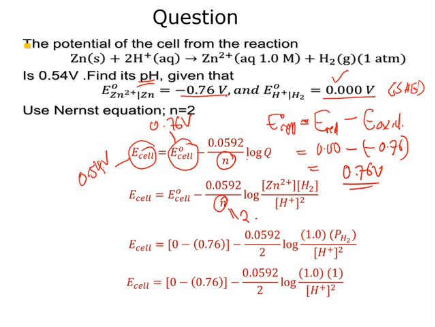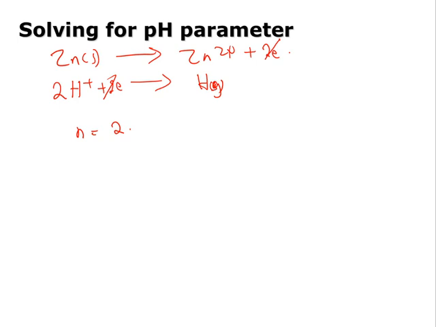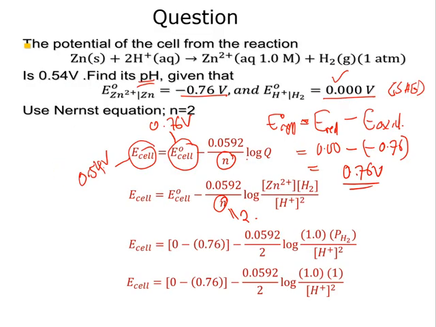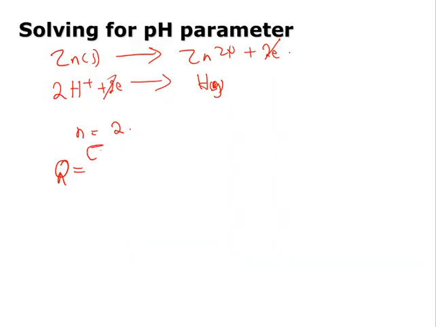All right, let's work out the Q value. The Q value will be equal to the product, which is the concentration of zinc.